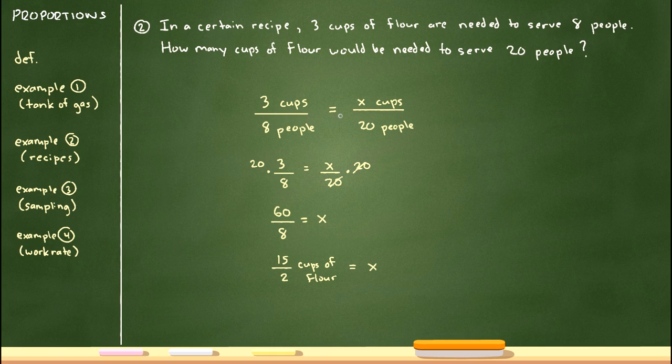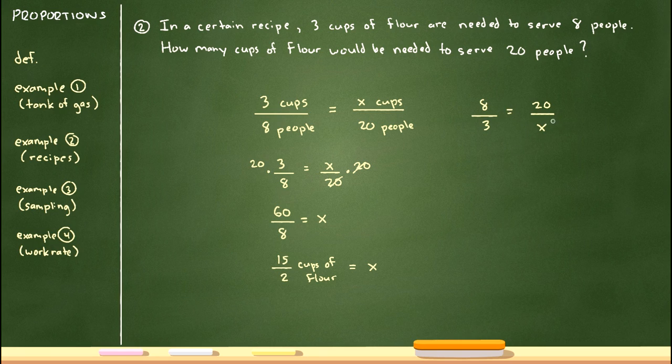And if you set this up another way, you could set it up, let's say for every 8 people, you're going to need 3 cups of flour. And this would be equal to, now since I'm comparing people to flour, I'm going to do the same thing over here. So for 20 people, how many cups of flour would be needed? So we could do this ratio set up here. I mean this proportion here.